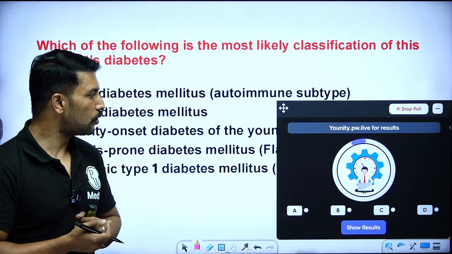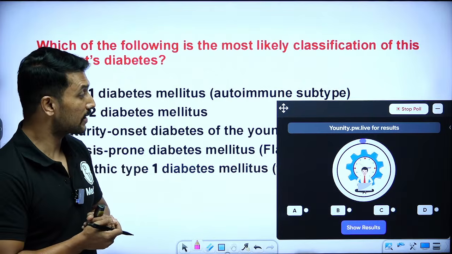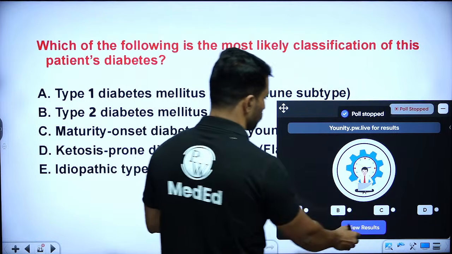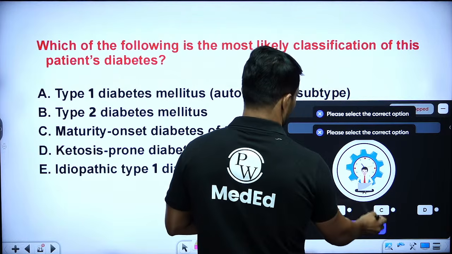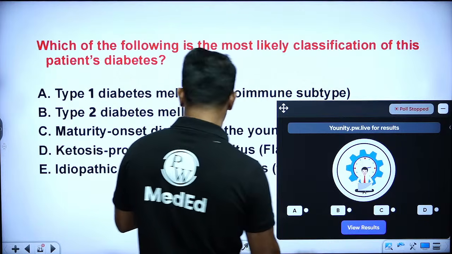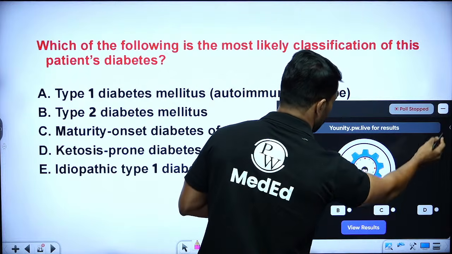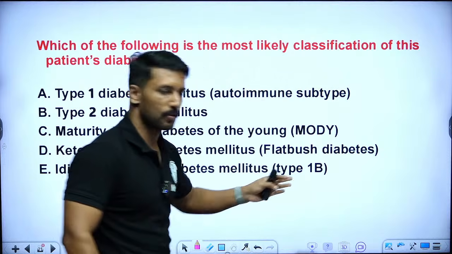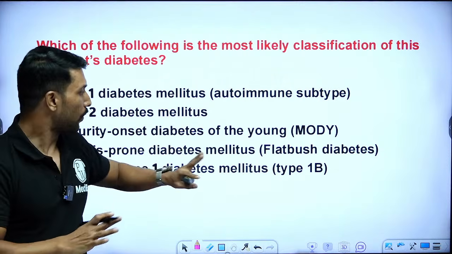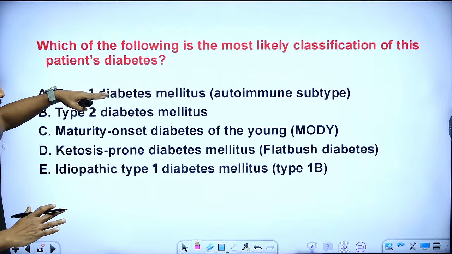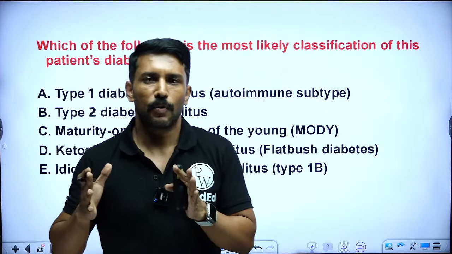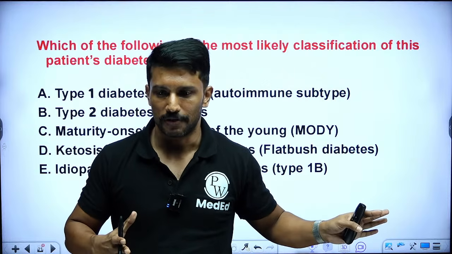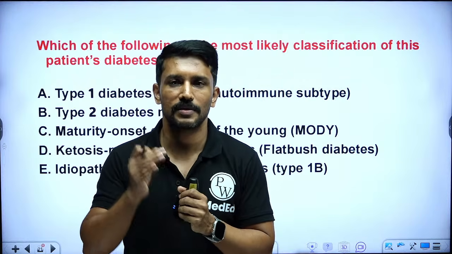So what does the low or undetectable C-peptide level tell us in this question? I think we had five options, right? So this poll makes no sense because it gave me only 4 options. Nonetheless, absolutely undetectable C-peptide or insulin tells me what? There is absolute insulin deficiency. So when there is absolute insulin deficiency, what is the diagnosis?